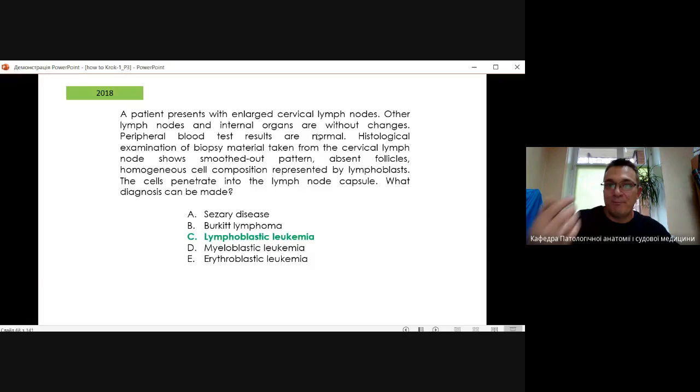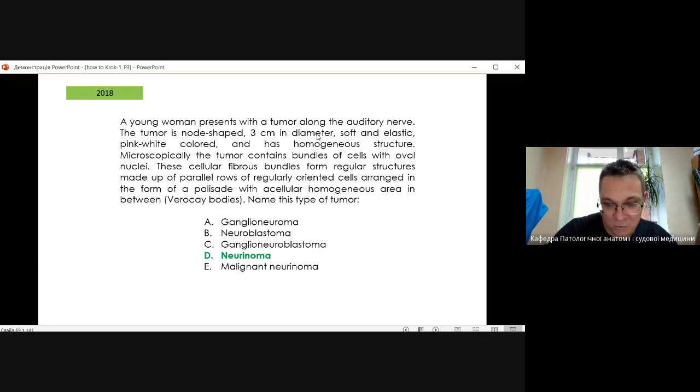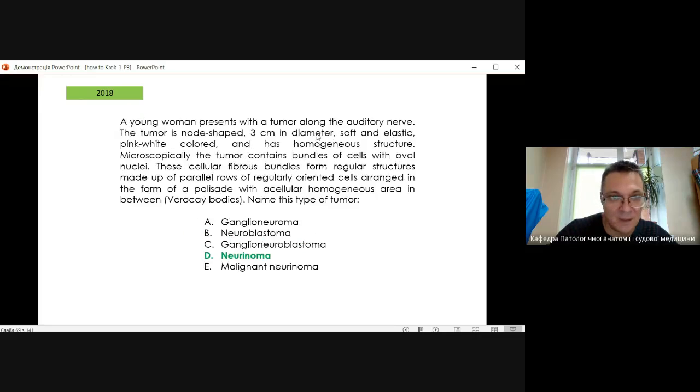We don't know if it's the adult, if it's the child, doesn't matter. In this case, we see the involvement of lymph nodes. We don't know about other organs. We just know about the involvement of lymph nodes, but several lymph nodes, not only one. And also we see the presence of lymphoblasts, which is the key word over here. Lymphoblastic leukemia. The others we are excluding.